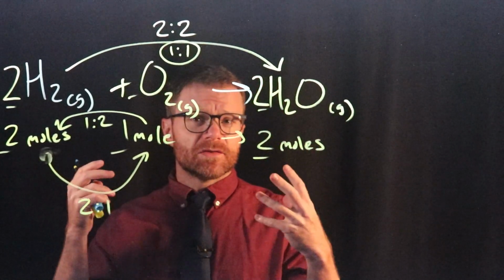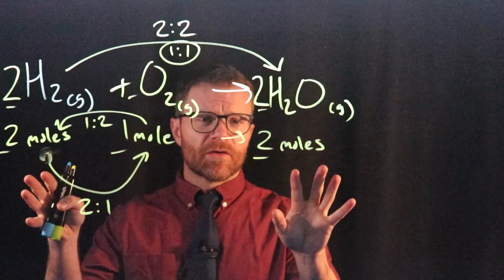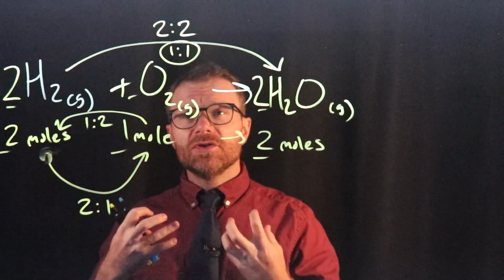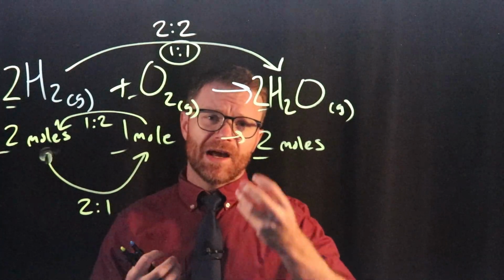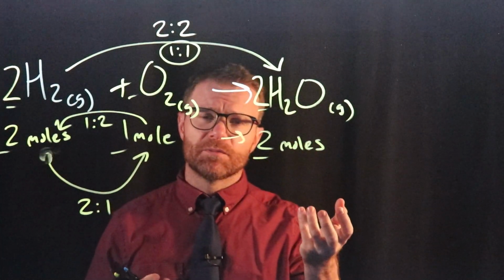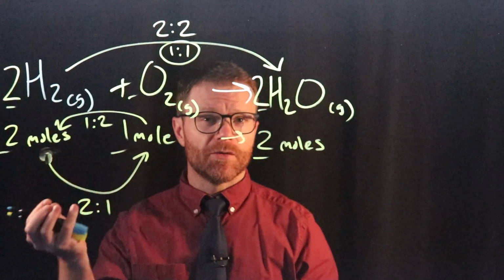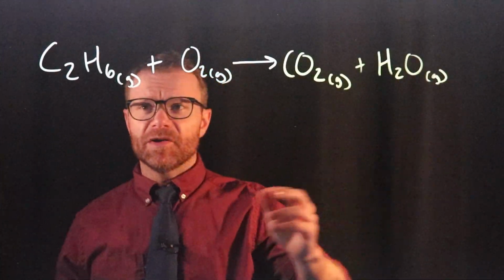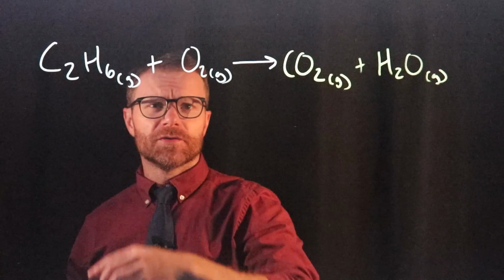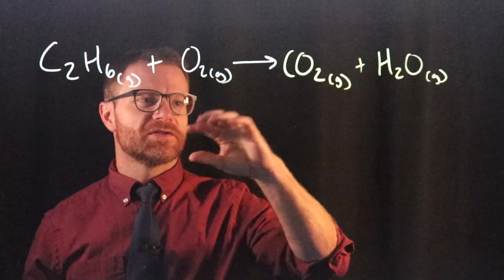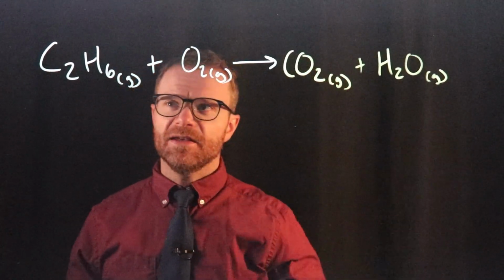Okay, let's do another equation. We'll go over the mole ratios, and then we'll start actually using these mole ratios to predict how many moles of a product will be produced for a certain number of moles of reactants. Here we have the combustion of ethane, the fuel source, which is burned in the presence of oxygen to produce carbon dioxide and steam.